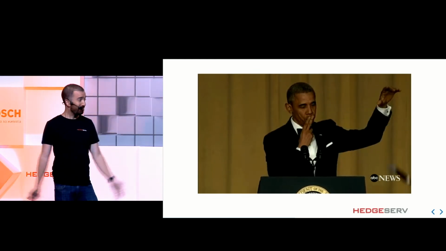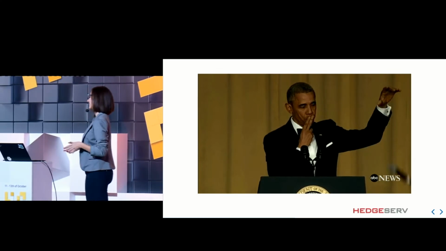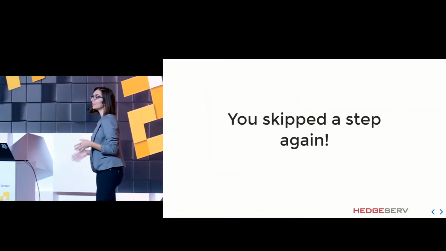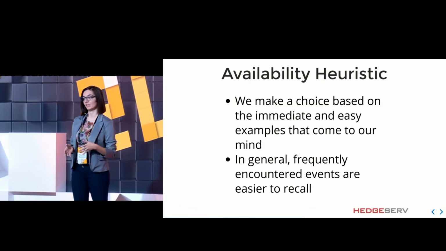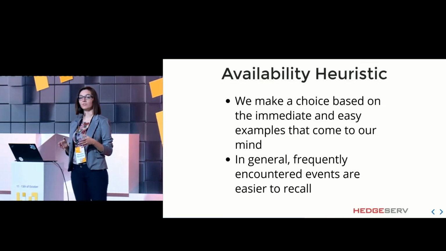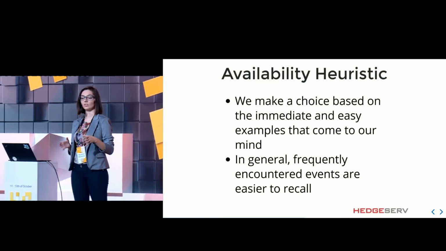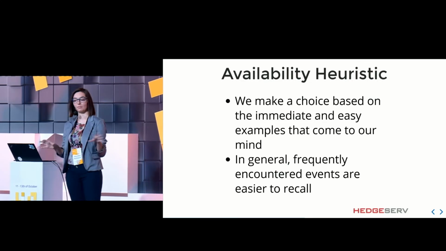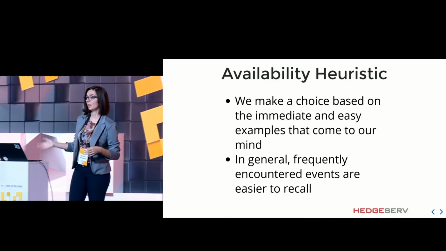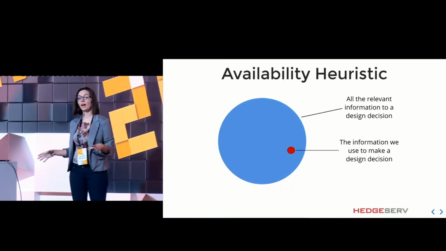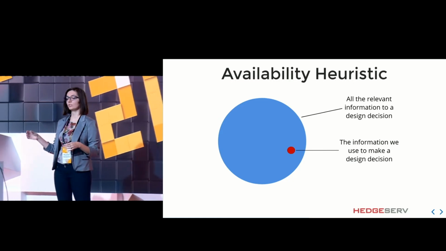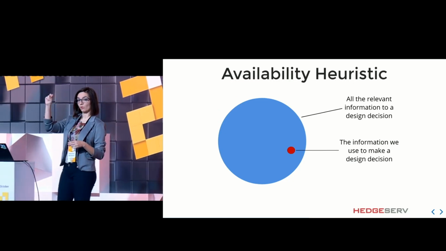There you go. Sorry, Tim, I have to be a bad person, but you skipped a really important step right now. You're a victim of the availability heuristic. If you haven't heard about it, basically people make their decisions based on the immediate and easy examples that come to their mind. And this is what Tim did a second ago. We have a huge amount of relevant data, but he decided to use just a small portion of it.